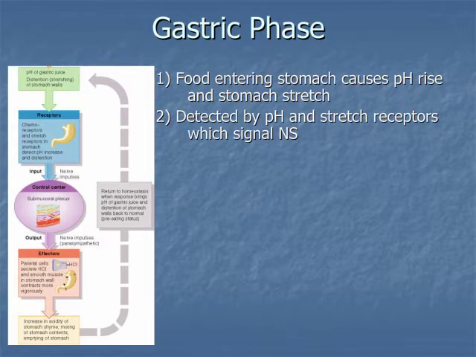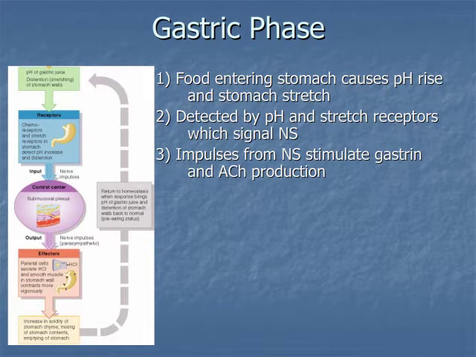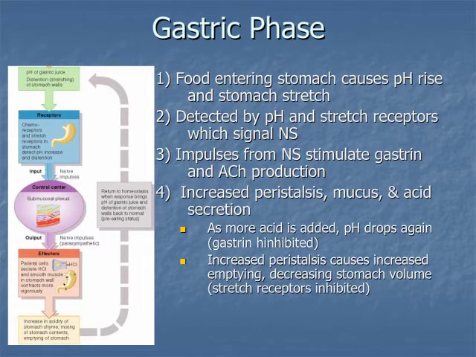So both the change in pH as well as the stretch of the stomach are detected by the enteric nervous system. With this sensory information in hand, the enteric nervous system will generate motor impulses which will stimulate gastrin secretion by our G cells. Remember, gastrin is going to stimulate secretion of other products within the stomach, for example, pepsin, mucus, and also hydrochloric acid. So this increased gastrin secretion will result in increased peristalsis, or muscular movement of the stomach, increased mucus production, and also increased acid secretion. So as more acid is added, the pH will then drop again down to set point levels. Once the acid concentration, or pH, reaches the set point, gastrin secretion will be inhibited.